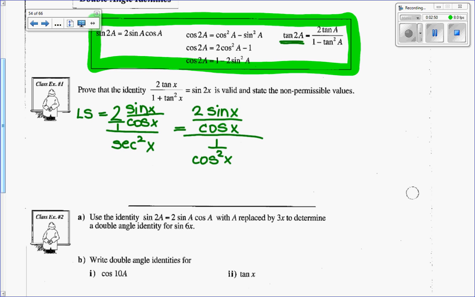Now again, when I have a fraction divided by a fraction, I'm just going to multiply by the reciprocal. So 2 sine x over cos x times cos squared x over 1, which is 2 sine x cos x, because my cos will cancel one of my coses here. And so in the numerator, I'm just left with 2 sine x cos x, all over 1, which I don't even have to write.